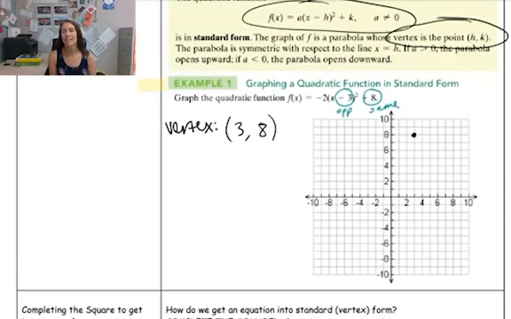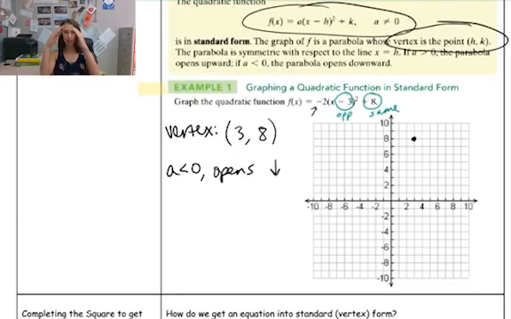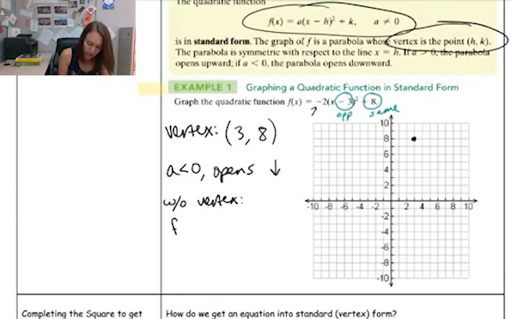Now, one of the other things that's nice to know is that the a value, whether it's positive or negative, will tell you if your parabola is going to open up or down. In this case, we have a is less than 0, so it's going to open down. So I know that my parabola is going to be shaped like this. The way I teach this is, once you plot your vertex, we can rewrite the equation without it. So without the vertex in there, the equation is f of x equals negative 2x squared.